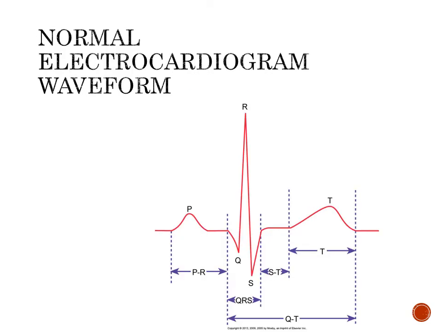Okay, this diagram here is giving you the waveform of a normal heart rate. You have everything that you need there. You have your P wave, your PR interval, your QRS, your ST interval, your T wave, and you also have your QT.